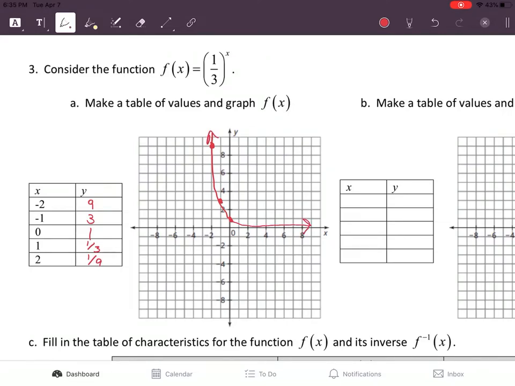Another couple things to note about this equation. Notice it's decreasing because the base value there is greater than 0, but it is less than 1. So because it's a fraction, it's decreasing.